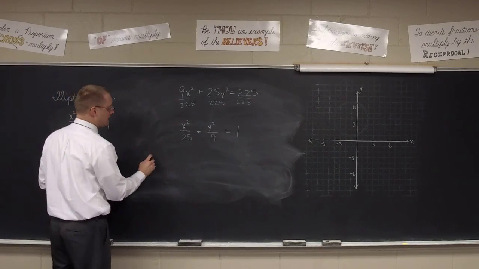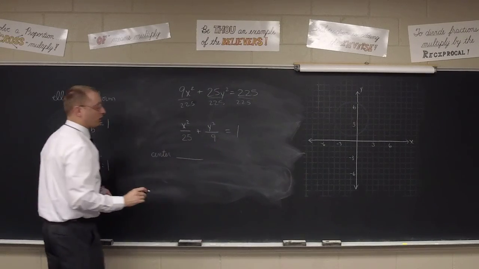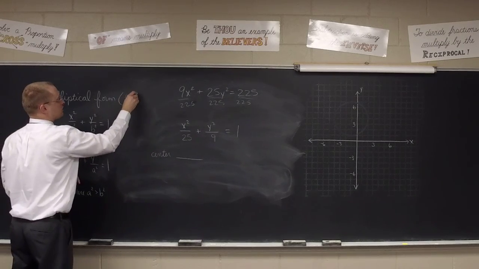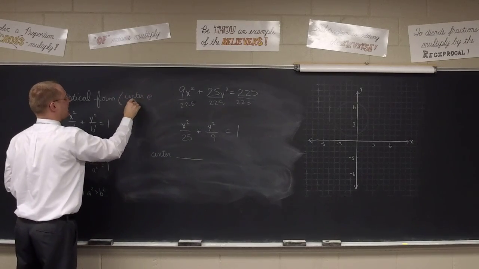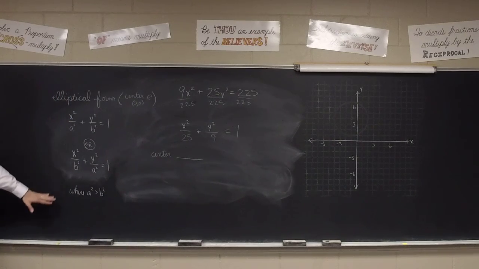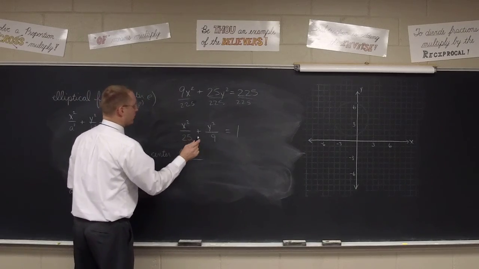The first thing we need to know is where is the center of our ellipse going to be? And for this elliptical form, this is the form anytime the center is at 0, 0. So this is the elliptical form for a 0, 0 center, which is kind of how we started everything, didn't we? That's how we started, vertex at 0, 0, center at 0, 0. Well, here the center is going to be at 0, 0 also.